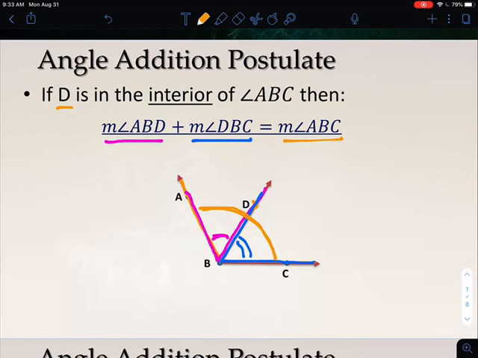So basically this is like the segment addition postulate from a couple weeks ago, where we take one little piece plus the other little piece, and it equals a bigger piece. So one little angle plus the other little angle equals the bigger angle overall.